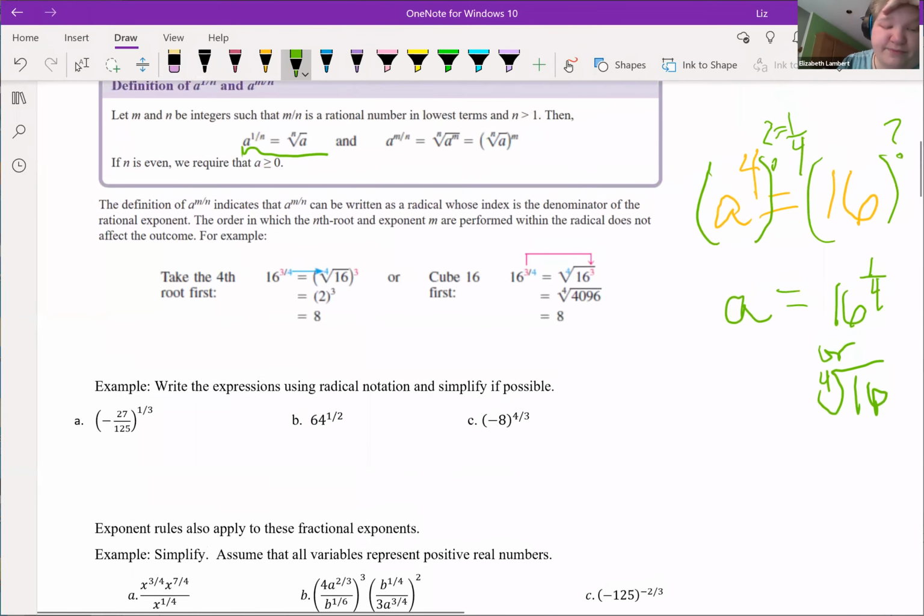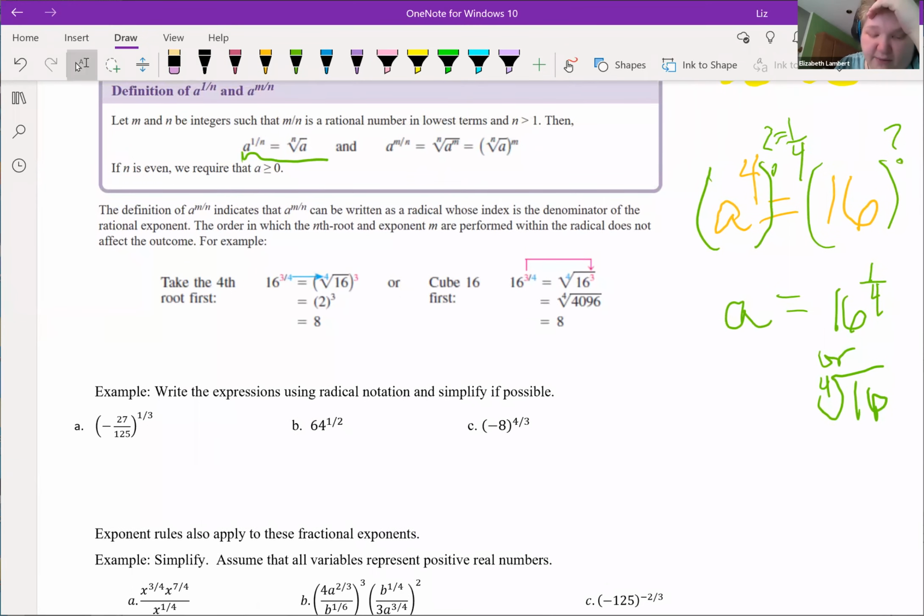All right. So we got a couple of simplification questions, the lovely vague directions. So I put -27 over 125, that is raised to the 1/3. 64 is being raised to the 1/2 power. And then I have -8 in parentheses to the 4/3.